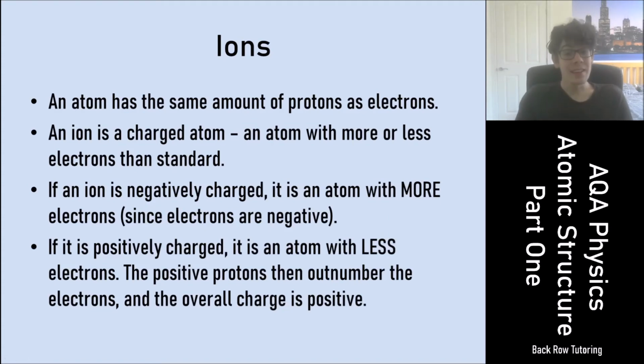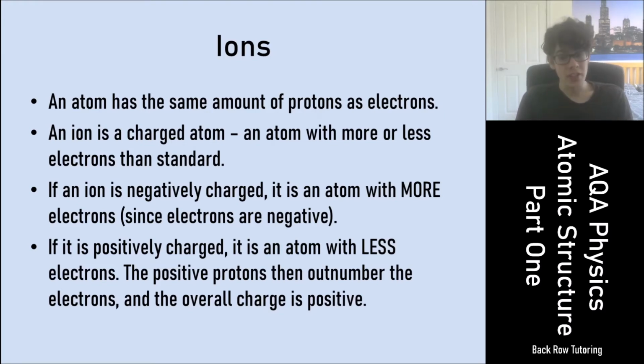Ions. An atom has the same amount of protons as electrons, which we've covered quite a lot. An ion is a charged atom, an atom with more or less electrons than standard. If an ion is negatively charged, it is an atom with more electrons, since electrons are negative. So a negatively charged atom is a negative ion, because it has more electrons, more negative charge.